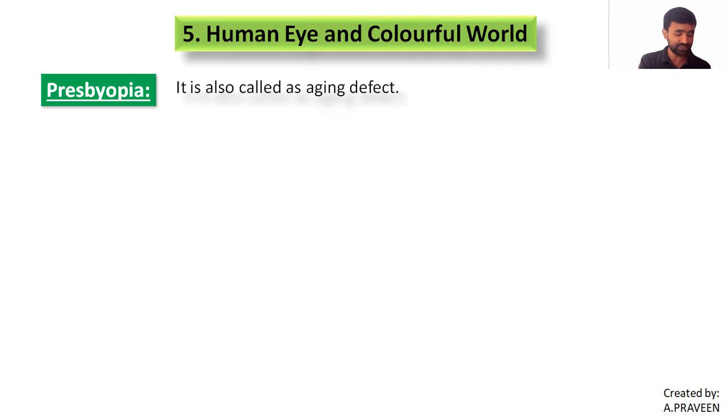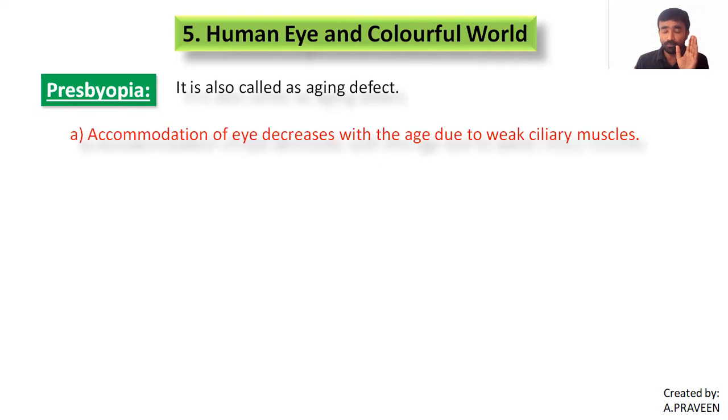So why is this defect observed in people above 40 years of age? Because their muscle strength decreases, right? They are unable to converge the light rays effectively. So that is the reason to get this defect. So presbyopia is a defect of age, that's why it is called an aging defect. Here it is actually failure of the ciliary muscles to accommodate the focal length.